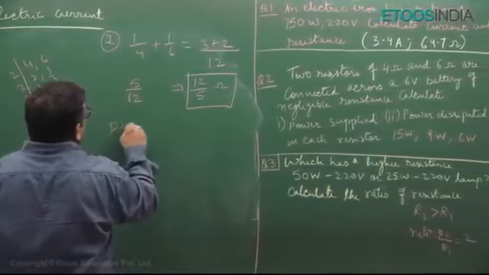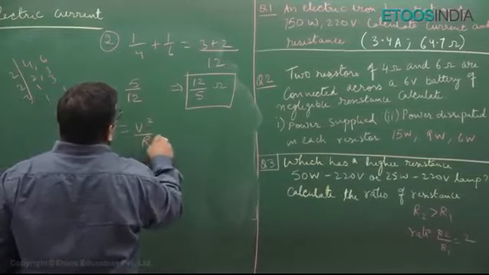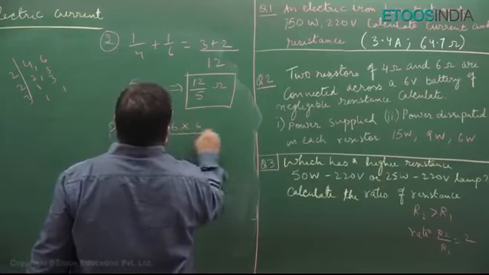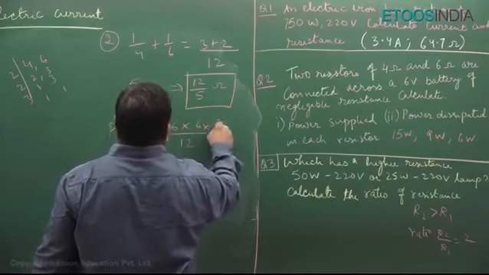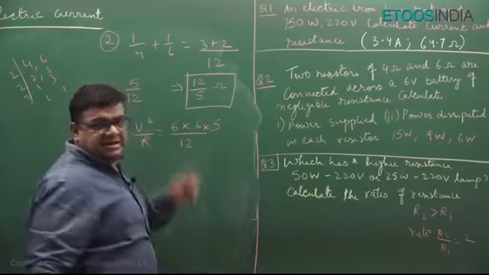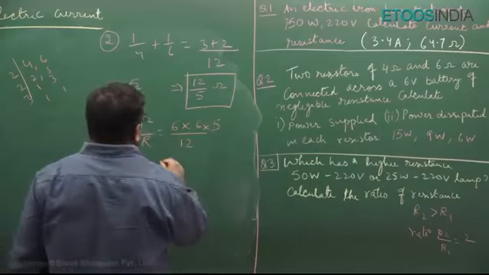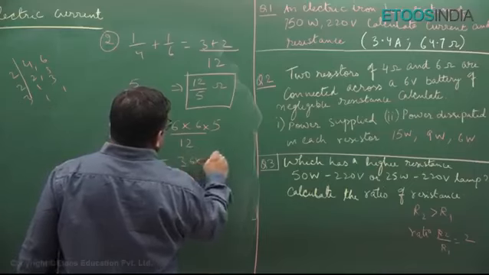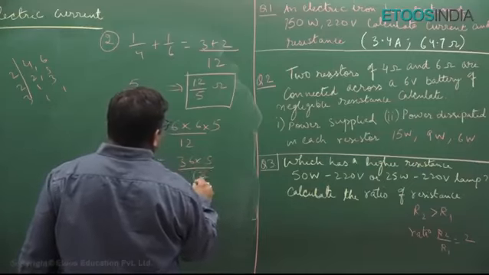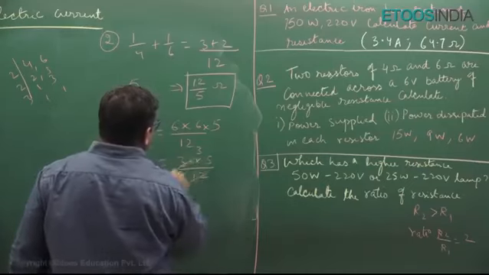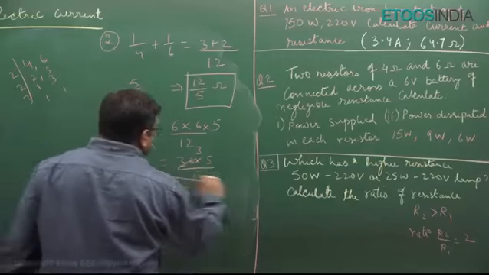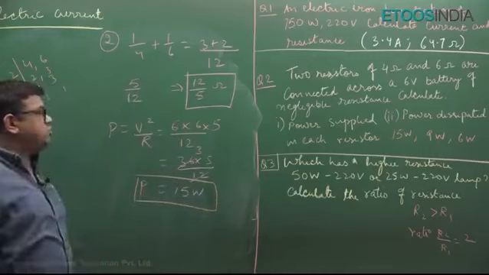So we know that P is equal to V square upon R. And what is V? It is 6 into 6 upon 12 upon 5, because that is the resistance over there. So the answer in this case will be 5 upon 12, that is 15 watts. So total power consumed will be 15 watts over here.